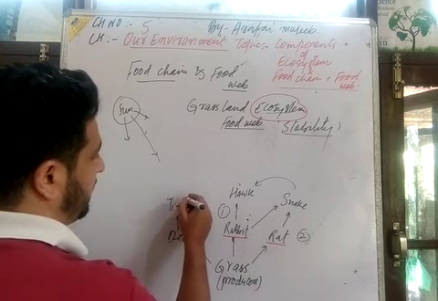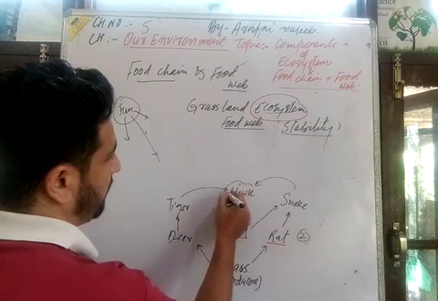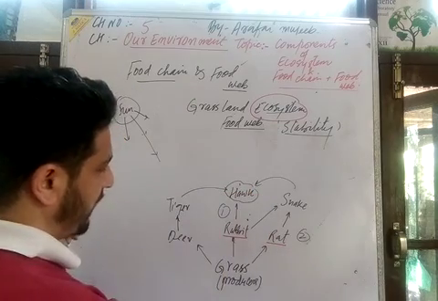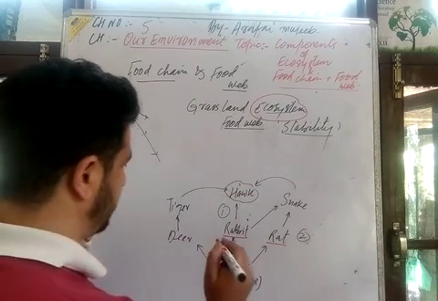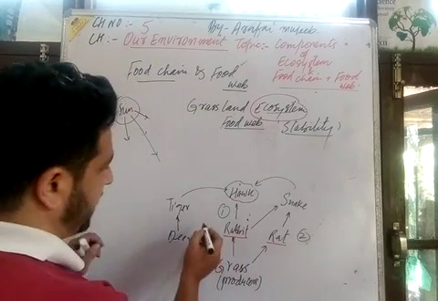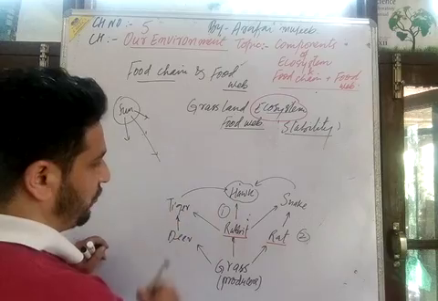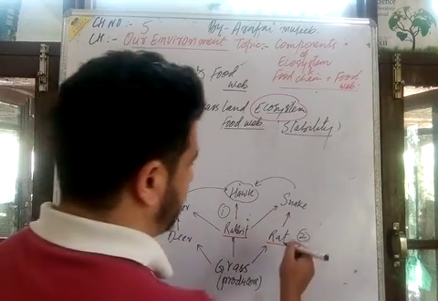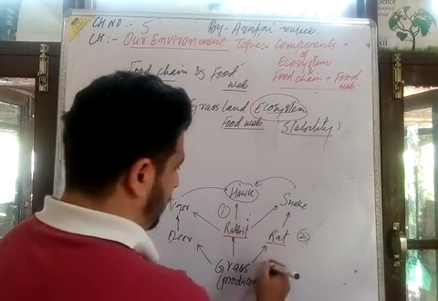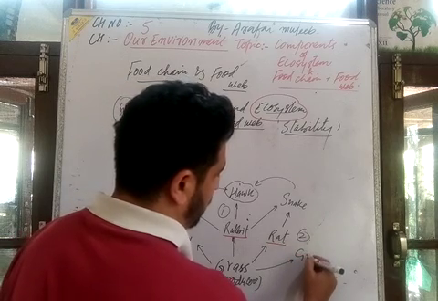This tiger is again eaten by this hawk. Then we can also say that sometimes the tiger eats the rabbit. It feeds sometimes on the rabbit. Here we can also say that sometimes the grass is eaten by the grasshopper.